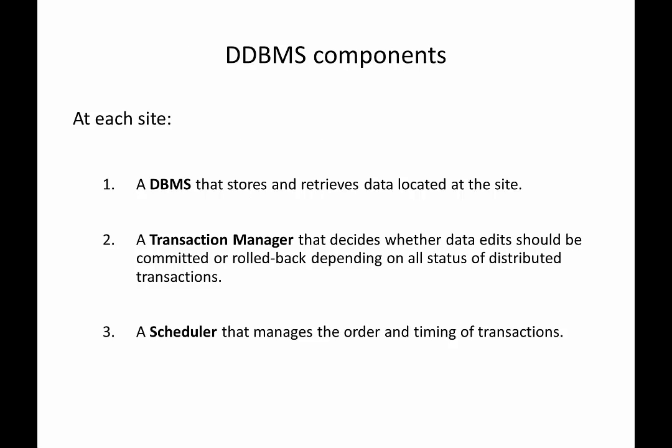Okay, so at each site in a distributed database system, you have an actual database management system, and a transaction manager that decides whether data edits should be committed or rolled back, as in rejected, depending on the status of transactions across the whole distributed database, because you may have a conflict. If two updates are made to the same records on different versions of the database, you have to then reconcile those differences. You also need a scheduler that manages the order and timing of transactions across your network.